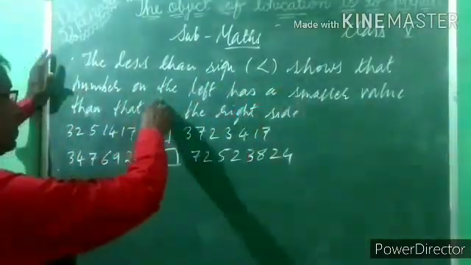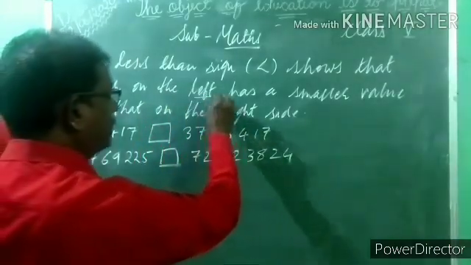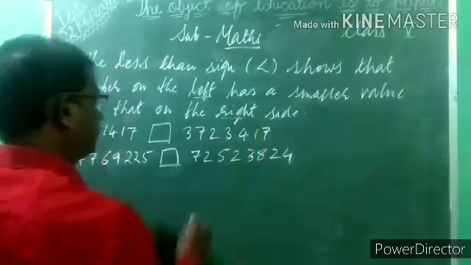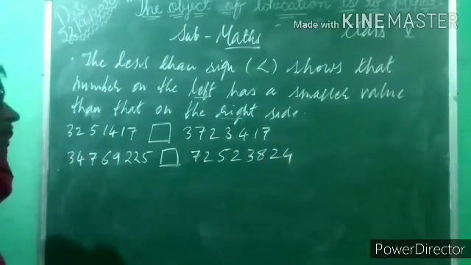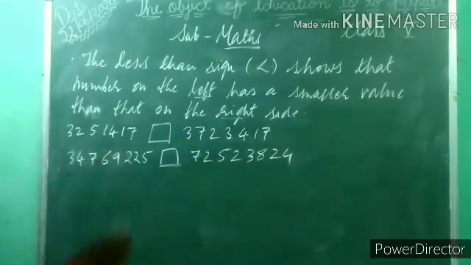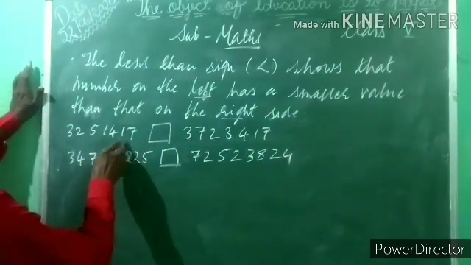This shows that the number on the left hand side has a smaller value than the number on the right hand side. If the left hand side number is smaller than the number on the right hand side, then we have to put the less than sign.